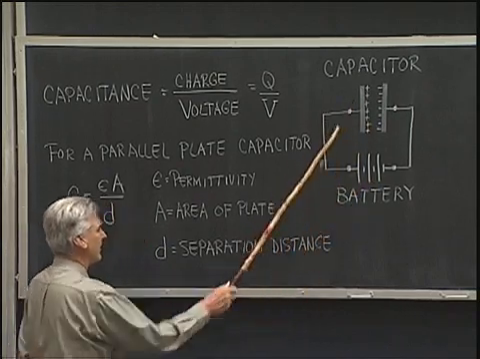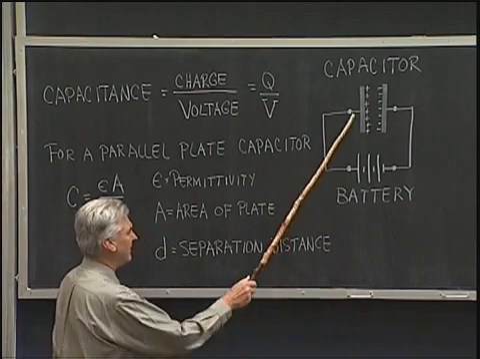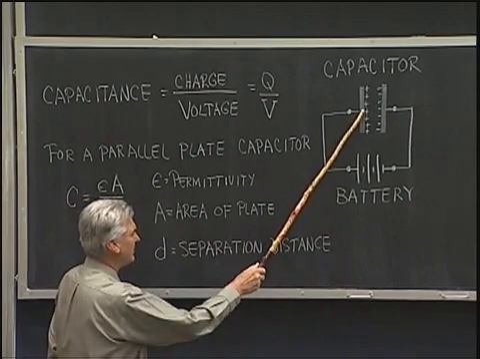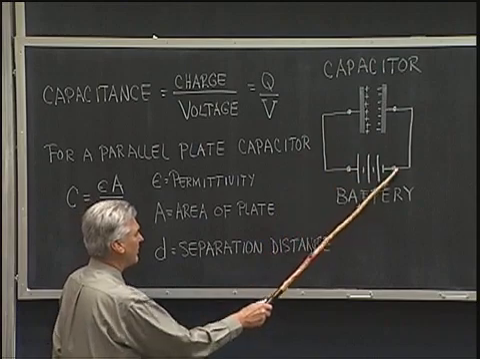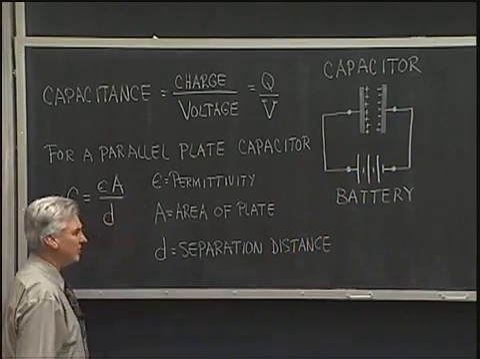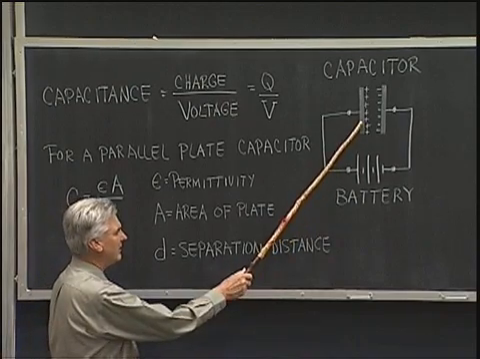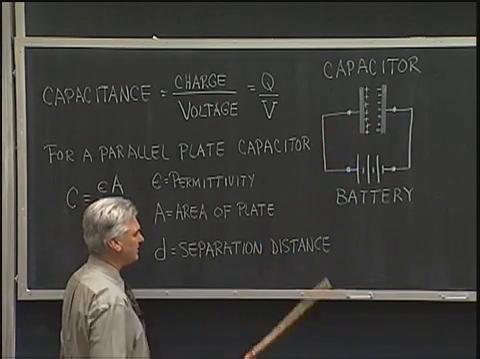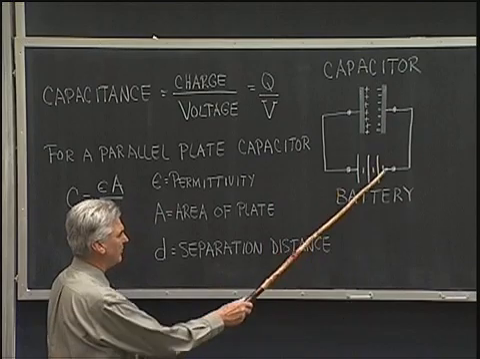And when we hook a capacitor up to a battery, then negative charge will be taken from this plate and brought over to this plate. And we define capacitance as the ratio of the charge on either plate to the voltage across the capacitor, which in this case will be the voltage of the battery.